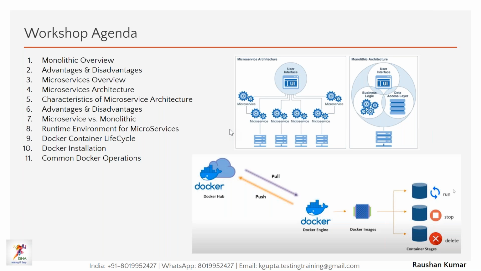We'll be covering this. To start with, we'll understand what monolithic applications are, what the advantages and disadvantages of monolithic applications are, and what microservices are. After understanding monolithic applications, we can understand microservices better. We'll understand its architecture, how it is designed, its characteristics, and again its advantages and disadvantages, same as what we'll cover in monolithic applications. And then we'll understand the differences between microservices and monolithic applications.